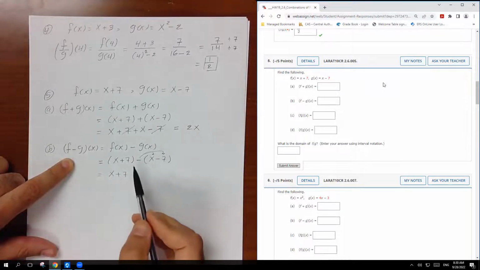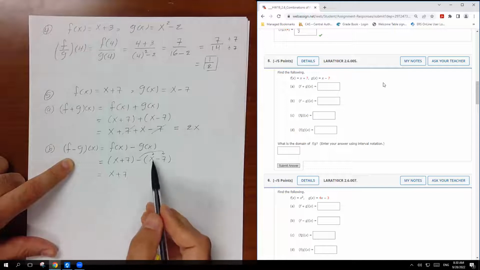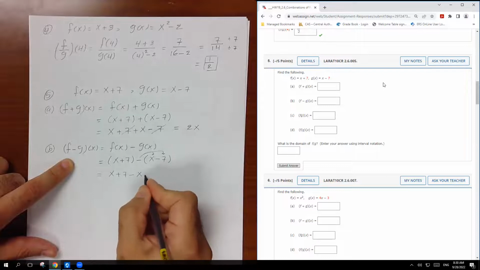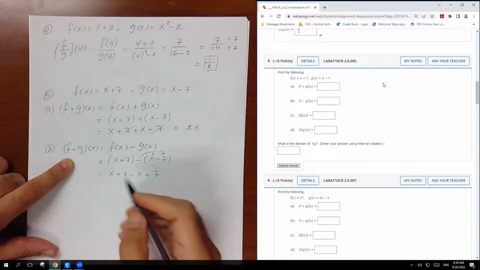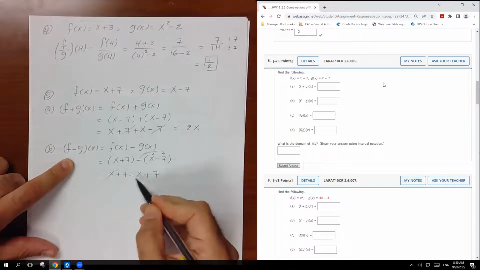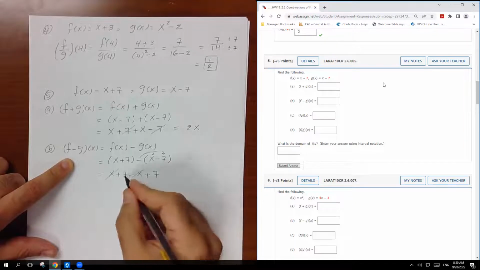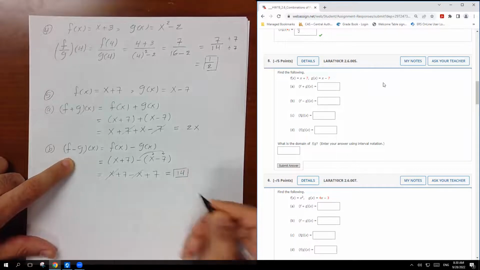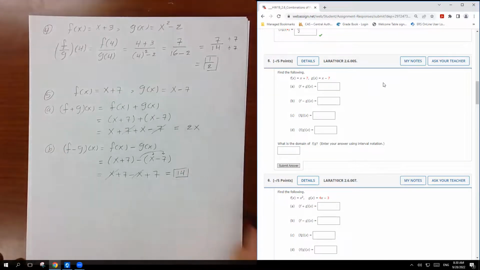If you don't distribute the negative sign, everything is going to be wrong. So negative times x is going to be negative x. Negative times negative 7 is positive 7. Now x minus x is going to be 0. 7 plus 7, the result is 14. You see, for this one, the result is 14.